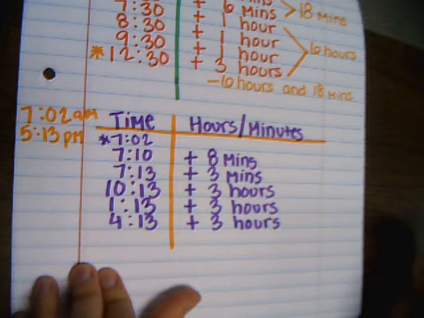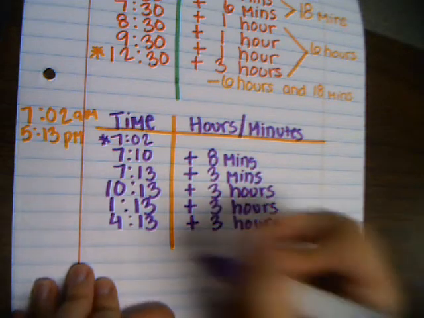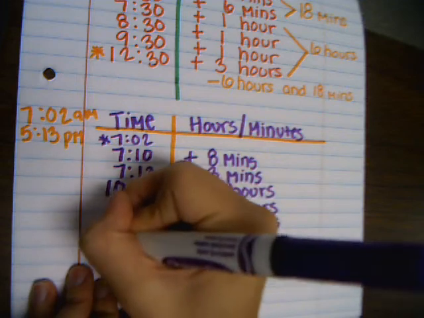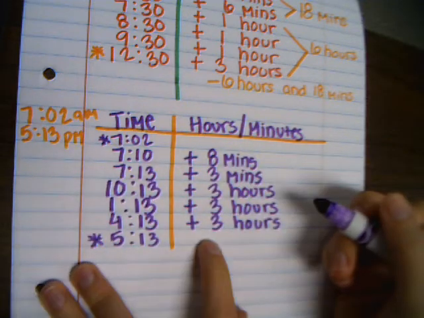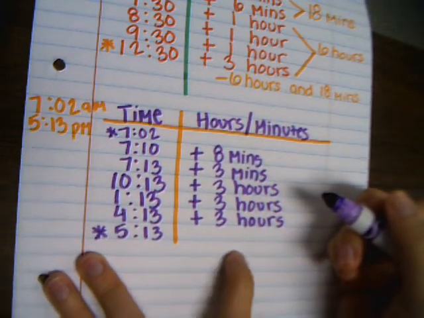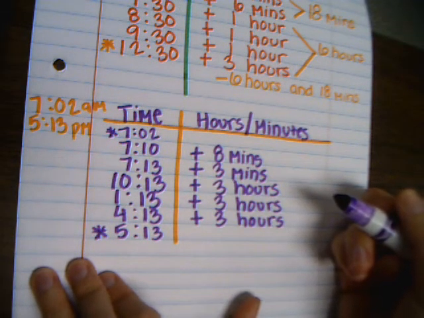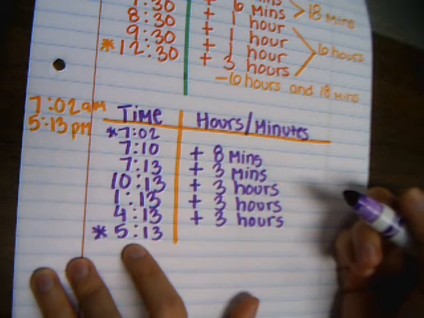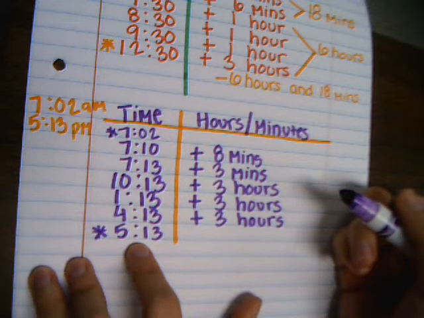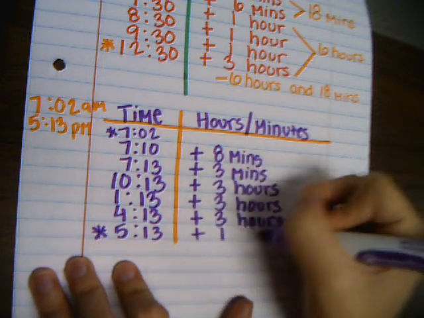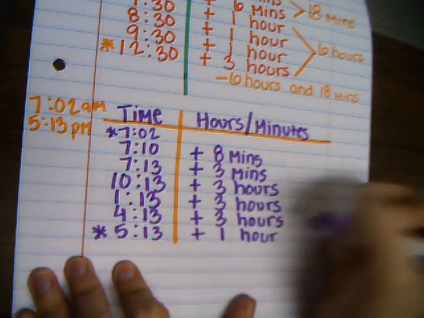So, do I stop here? No, because I need to stop where? Right. So I'm going to go ahead and write down 5:13 and put a star by it because that's my stopping point. So how much more time needs to elapse in order for us to go from 4:13 to 5:13? 1 hour. Awesome. We need to go 1 more hour.